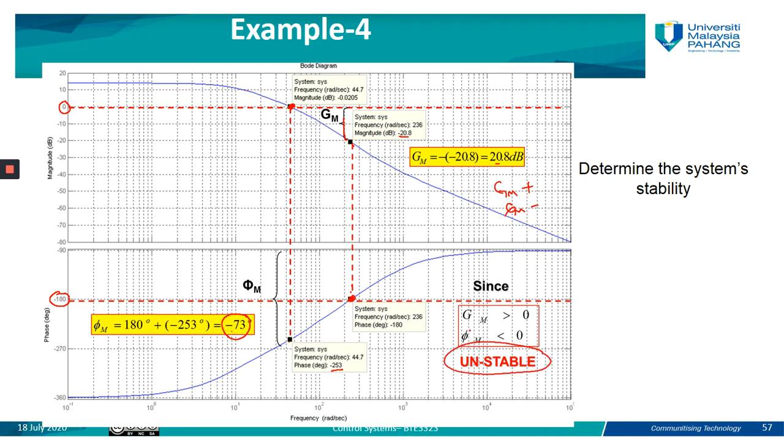So this is how to use the Bode plot to examine or test the system stability. If either the gain margin or the phase margin is negative, your system is unstable.